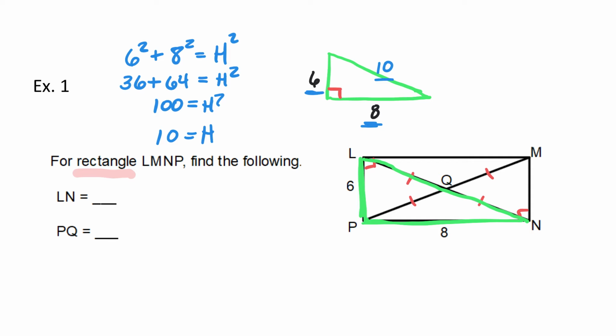All right, so we've learned that LN, this entire diagonal from here to here, has a measure of 10. And as we stated before, the next thing we're going to look for is PQ, which is this segment here. And on a rectangle, this segment is equal to the segment here. And that segment, of course, is half of the diagonal. So if the diagonal is 10, this one is equal to 5.